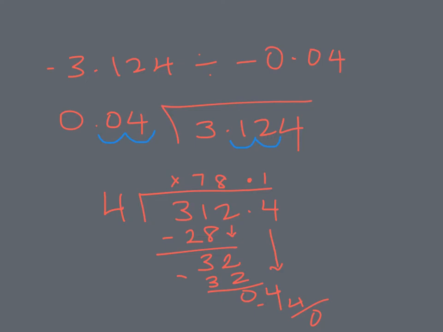We have a negative divided by a negative, so our signs are the same, which means our answer is going to be positive. So positive 78.1.